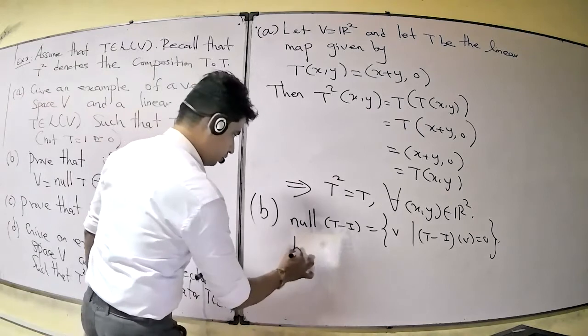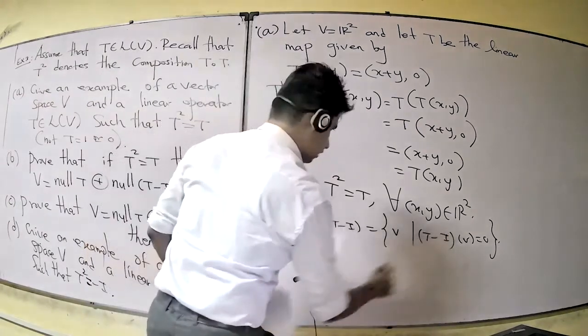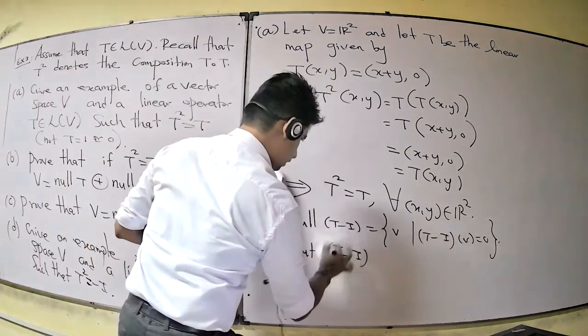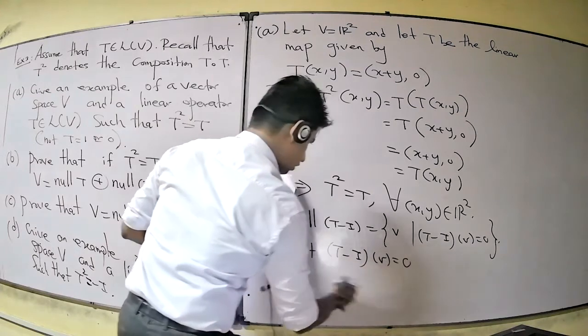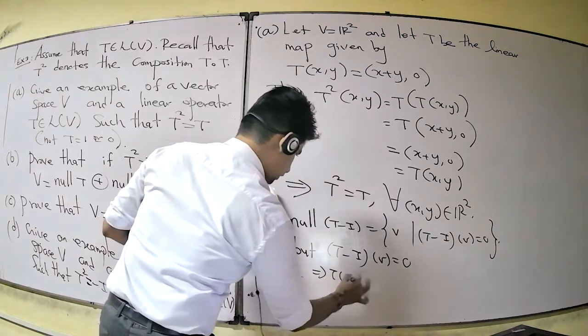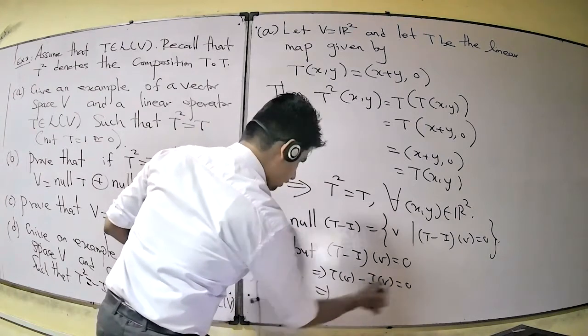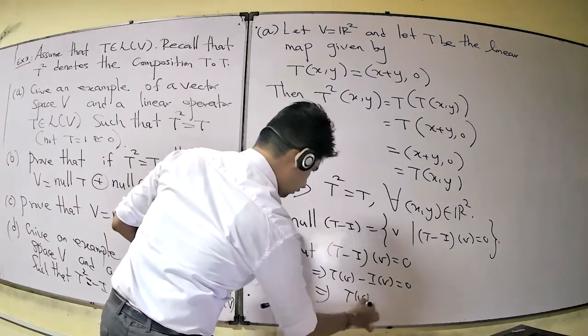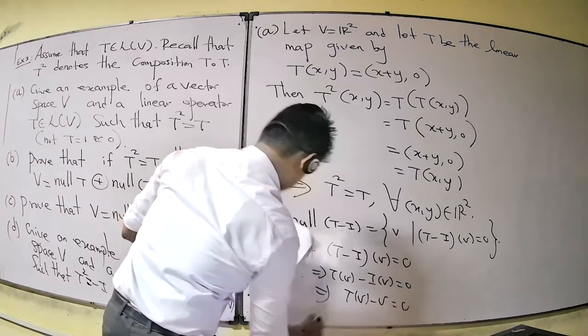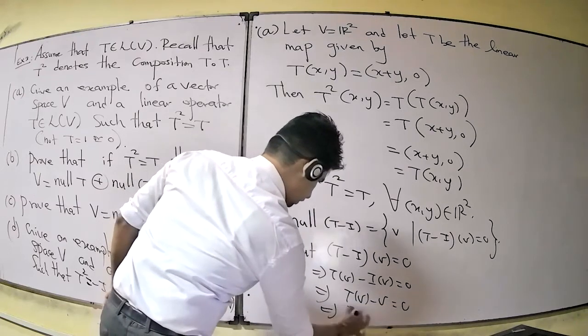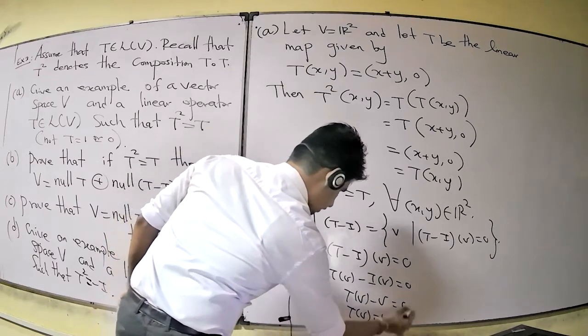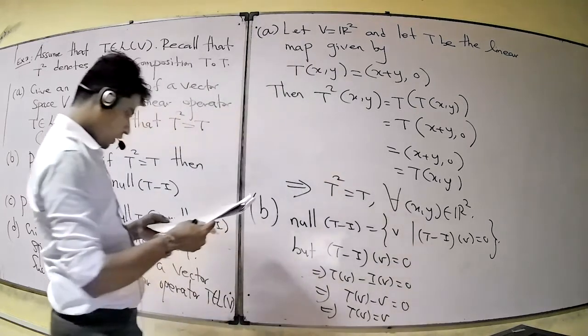But it is null of T. Therefore, (T minus I) of b equals 0, so you can take T of b minus I of b equals 0, where I of b means the identity function. Therefore, T of b minus b equals 0. This means T of b equals b, right?